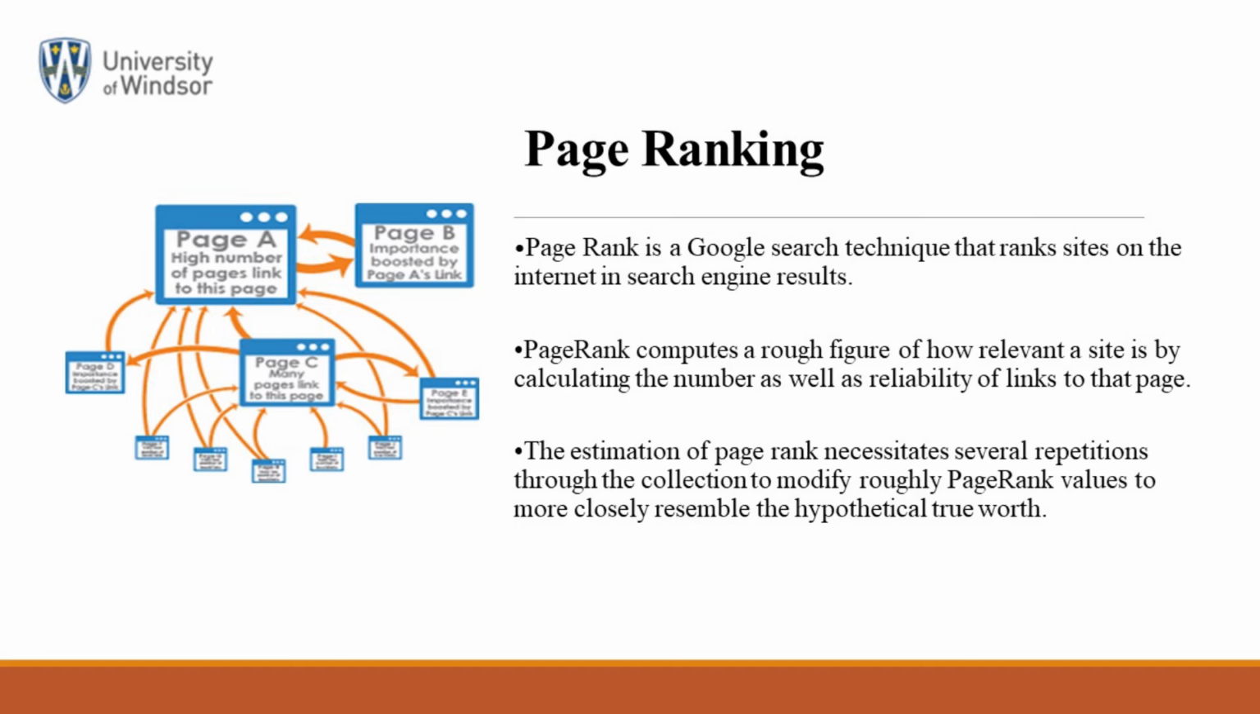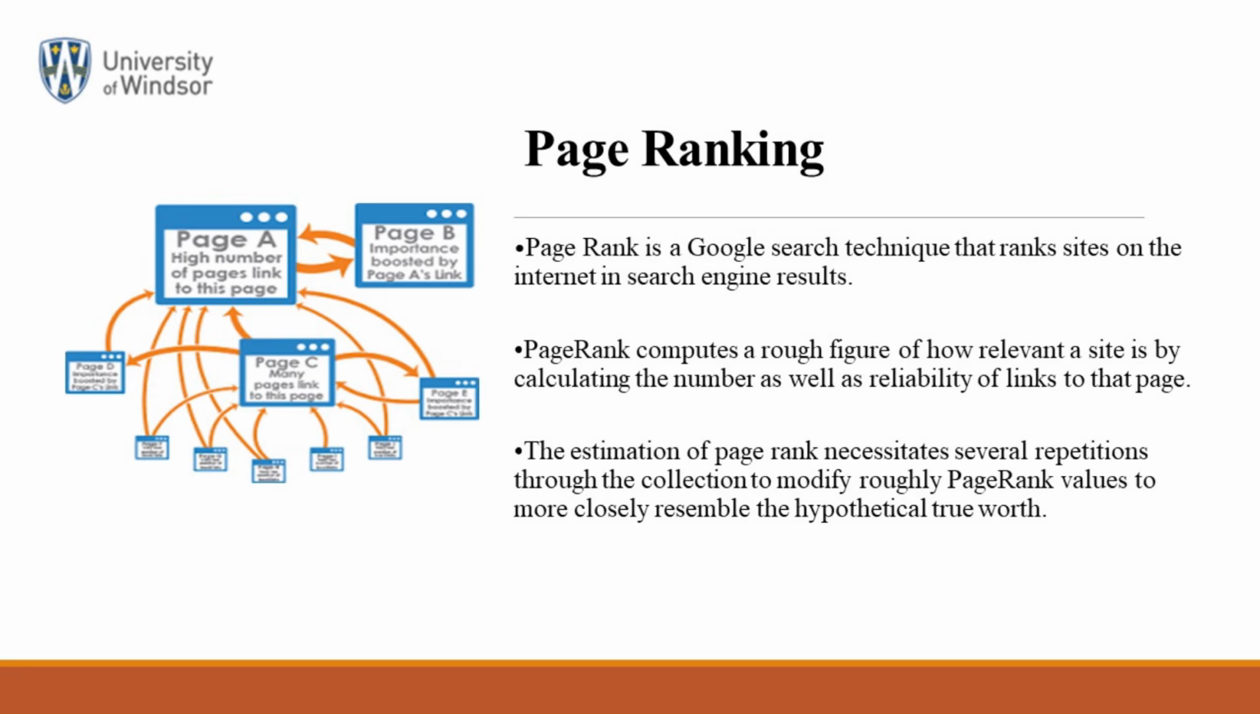PageRank is a Google search technique that ranks sites on the internet in search engine results. PageRank computes a rough figure of how relevant a site is by calculating the number as well as reliability of links to that page. The estimation of PageRank may take several repetitions through the collection to modify the PageRank values to more closely resemble the hypothetical true values. In the example, page A has the highest number of links, and page B is considered of high importance because it is connected to page A.